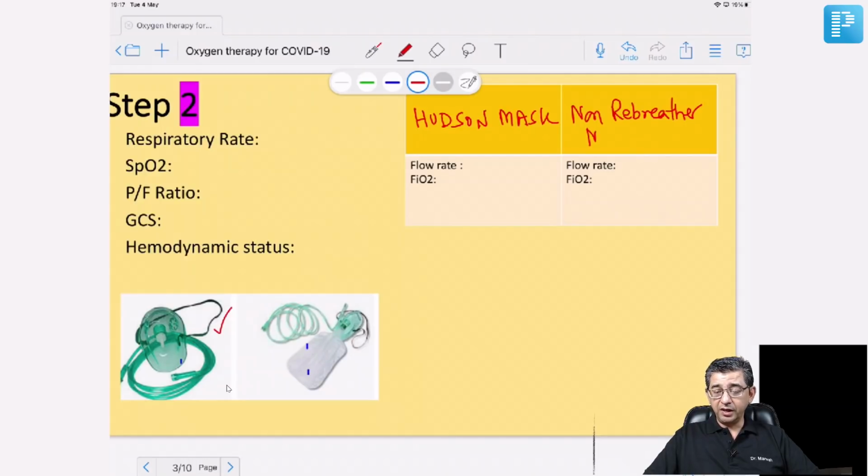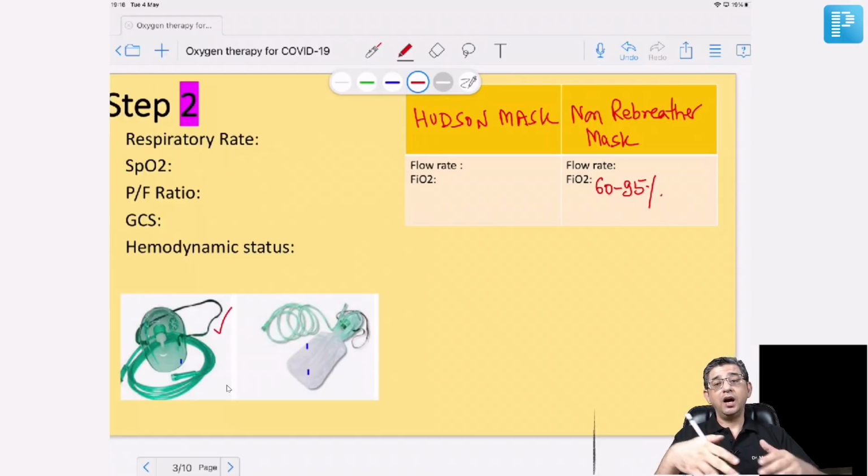Do remember that from the MCQ perspective, the non-rebreather mask can generate the maximum amount of FiO2. In fact, if they ask you how much FiO2 can be generated with a venti mask versus a non-rebreather mask, please remember that a venti mask is a high flow system, a non-rebreather mask is a low flow system. So the impression of a lot of doctors, and I have seen a lot of medical students, is that it is a high flow system that will generate a higher FiO2. No, that is not the case.